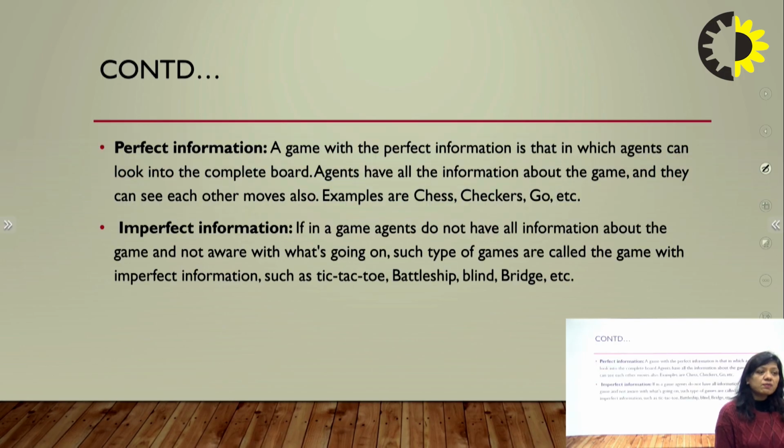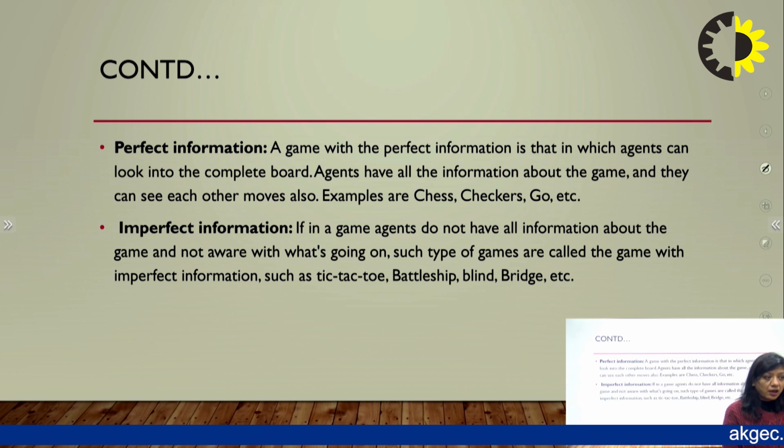So perfect information means a game in which an agent can look into the complete board and has all the information about the game, and they can see each other's moves. Basically examples are chess, checkers. These are examples of perfect information. And in imperfect information, the agent does not have all information about the game and is not aware of what's going on. Such games are called imperfect information, such as tic-tac-toe, battleship, blind, bridge. These come under the category of imperfect information.